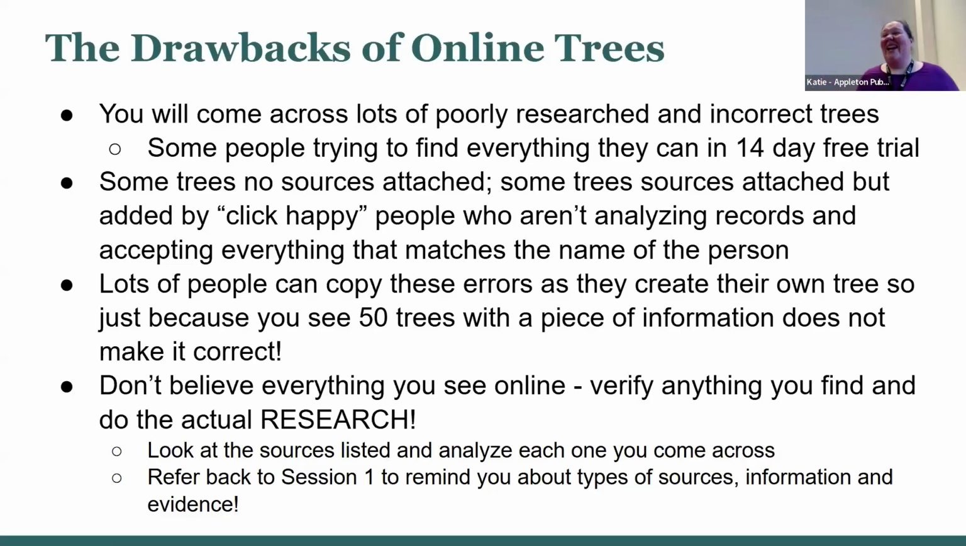There's trees that might not have any sources attached, or trees that might have a bunch of sources attached, but they're kind of click happy and they accepted all those hints without saying, oh, is this my person or is it not? Some people kind of just look at a record and say, oh, the 1900 census, that's the name of my John Smith, and not evaluate, is it really my John Smith or is it a different John Smith? Even if it isn't somebody who has a common name, you'd be surprised how common of a name your ancestor is.